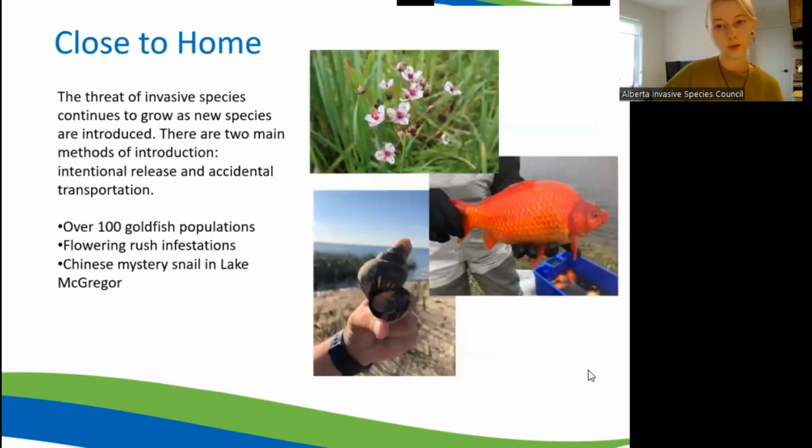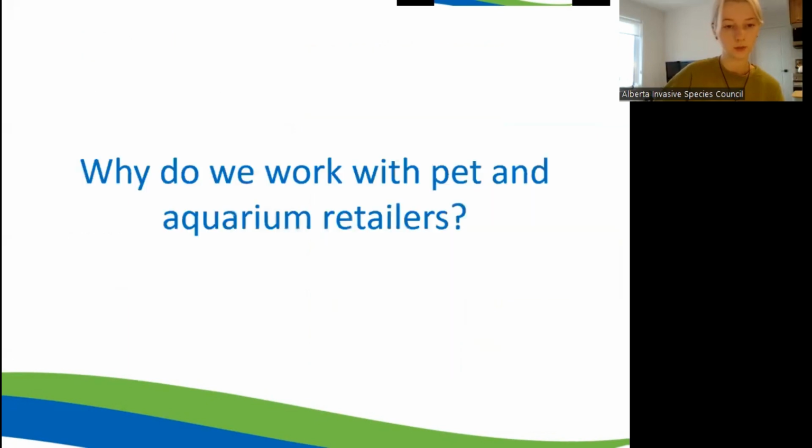In Alberta, the threat of invasive species continues to grow every year as new species are introduced. Unfortunately, with a warming climate and increased globalization, the problem is only going to get worse. There are two main methods of introduction for aquatic invasive species. These are intentional release and accidental transportation. We continue to see examples of this in the province.